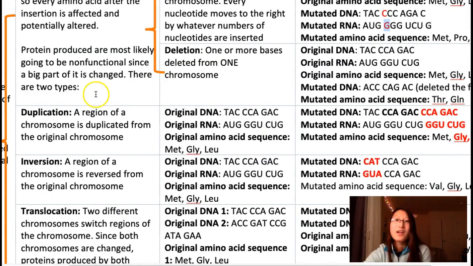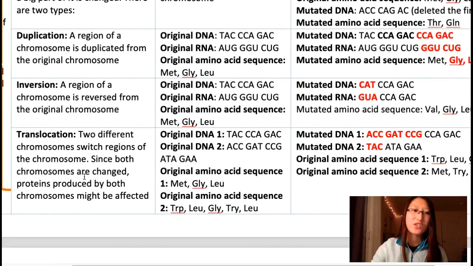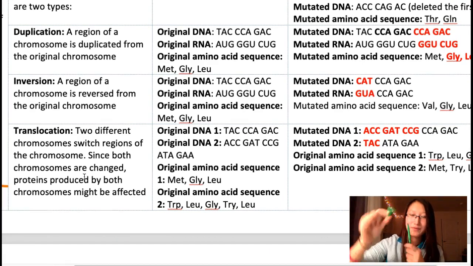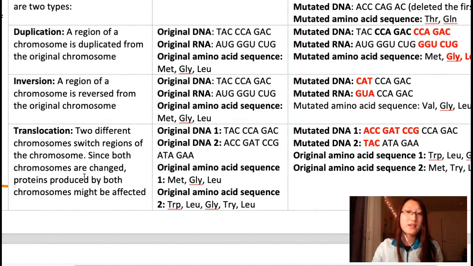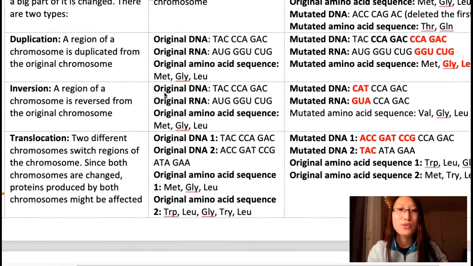Now we're getting there, guys. We only have 2 more. Inversion is when you take a part of the chromosome and you flip it. So let's say you have this right here. You flip it. That's inversion. That's it. How would you know? You look at the original sequence, you look at the new sequence, and you try to find differences between the two. It's like you're finding clues.